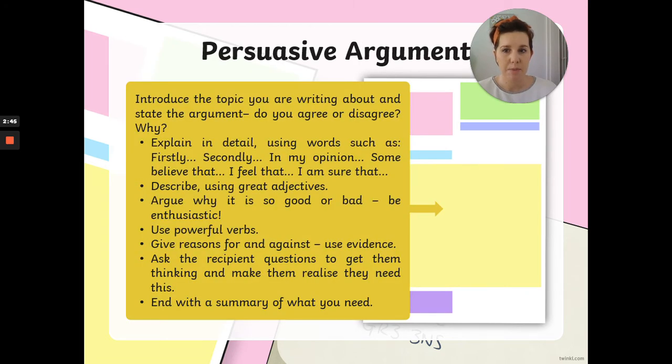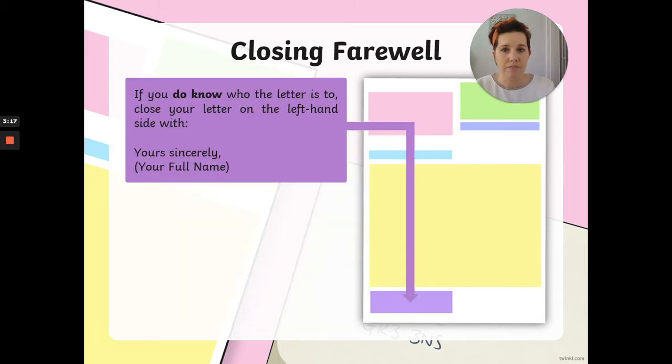So in the big space is where you're going to introduce your topic. So writing about what you are arguing, persuading him not to do. So for us, it's to persuade him not to recruit a new woodcutter and to chop the trees down. So you're going to use some adjectives. Be enthusiastic, use some powerful verbs, give reasons for your argument, using some of those persuasive techniques that I showed you in yesterday's lesson as well. Then you're going to close it with your name.